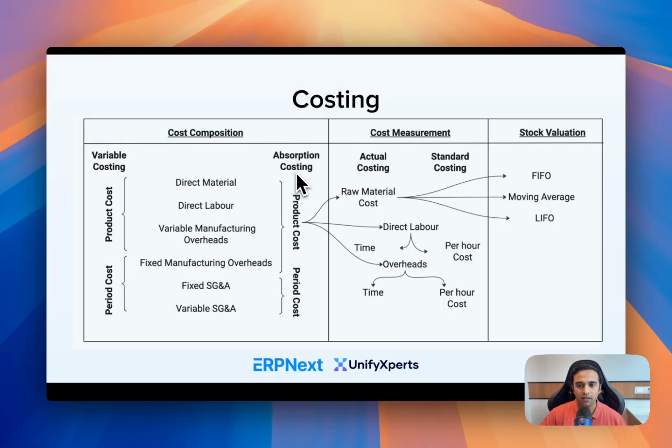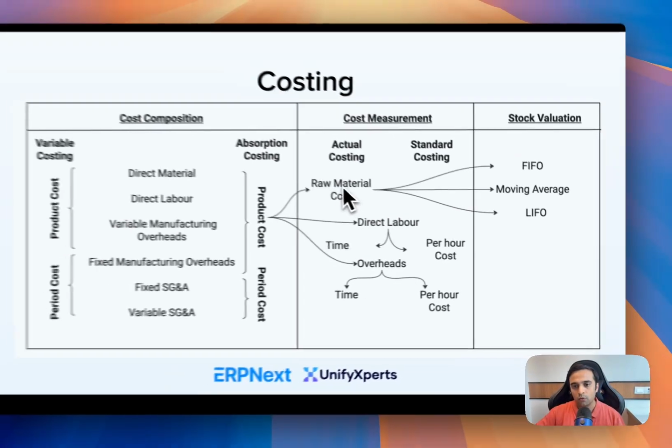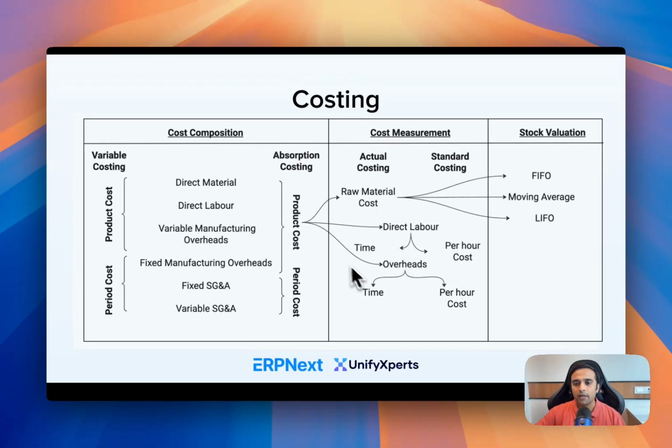So as we have already discussed, ERPNext uses absorption costing. In ERPNext, direct material cost is nothing but your raw material cost that you are using in order to assemble or manufacture or produce certain finished goods. That is based on actual costing, meaning that it is either using FIFO, moving average, or LIFO in order to get the raw material costing. And when it comes to direct labor cost, it uses actual time spent by direct labor, but the per hour cost is used on an estimation basis, and therefore it can be said that the per hour cost is a standard costing methodology that ERPNext follows.